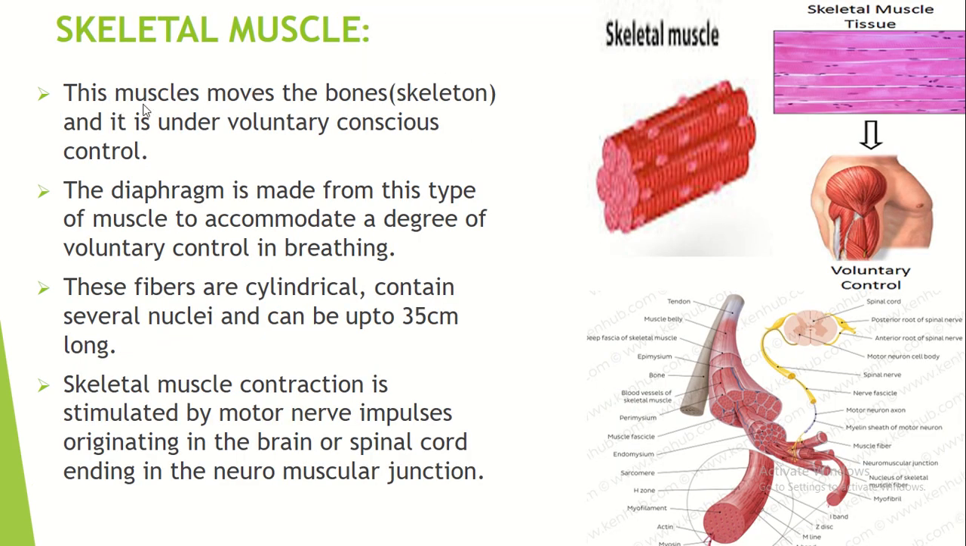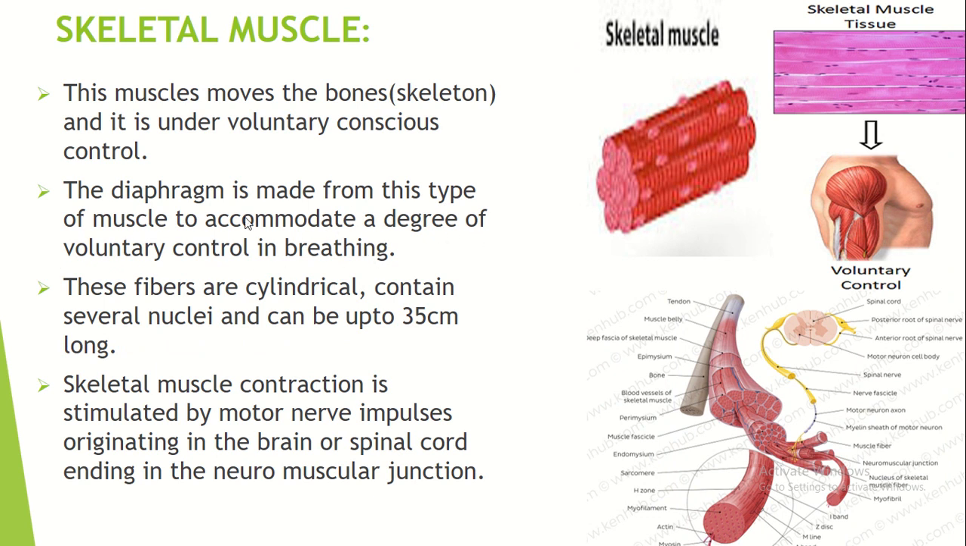So skeletal muscle. This muscle moves the bones, that is the skeleton, and it is under voluntary conscious control. Voluntarily, we know what we are doing and it is under our control. The movement of the bones, that is skeletal muscle contraction, is known as voluntary conscious control. The diaphragm is made from this type of muscle, to accommodate a degree of voluntary control in breathing.